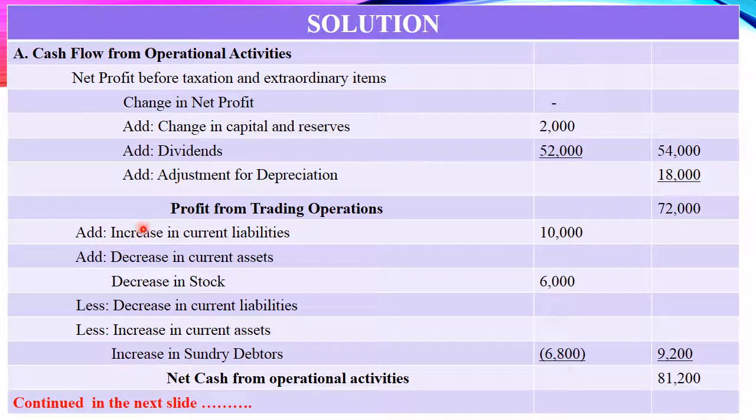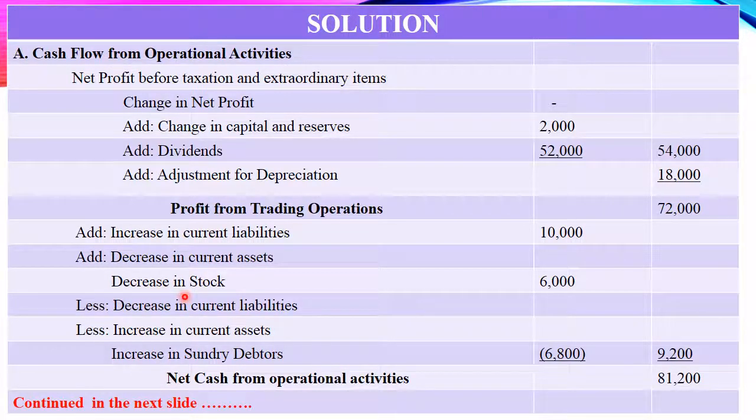Then you're supposed to add any increase in current liabilities. As we have seen, the current liabilities have increased by 10,000. What does that mean? It means that the company has acquired more current liabilities, like maybe it has acquired more goods on credit, or it has borrowed through bank overdrafts. That's a current liability. Then you add any decrease in current assets.